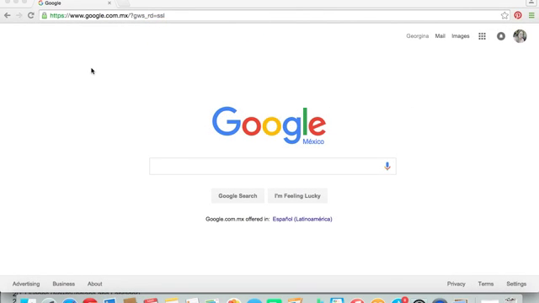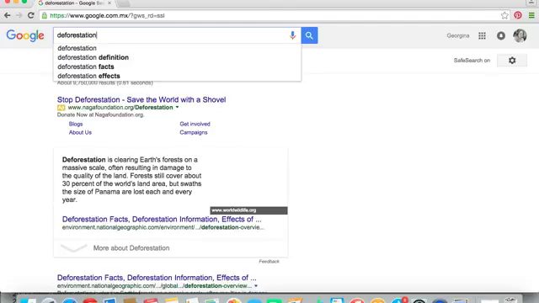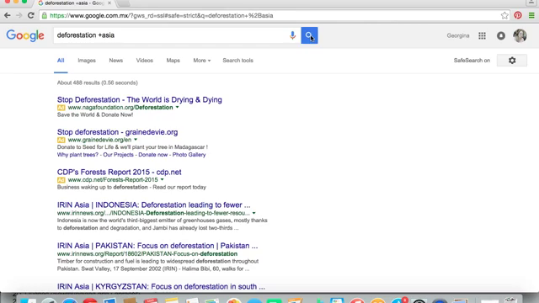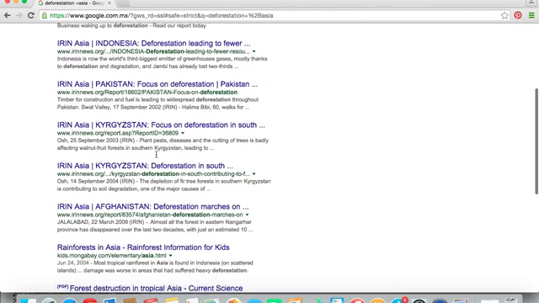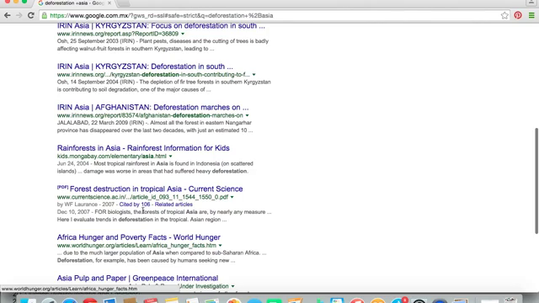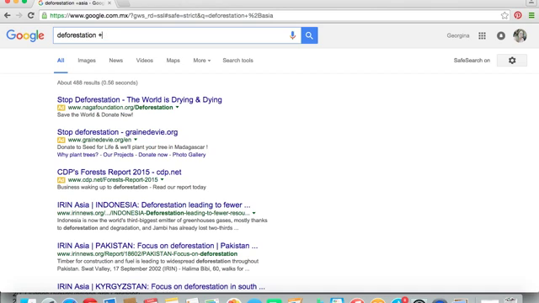Now let's go to Google and try the search tip of adding the plus, minus, and or. Deforestation, we type in plus the word Asia, we click enter, we click the search icon there, and we'll get all results that include the concept of deforestation in Asia. As you can see, there are results that include Asian countries, and that's how this works for the plus sign. Instead of the plus sign, you can also type in AND with capital letters.